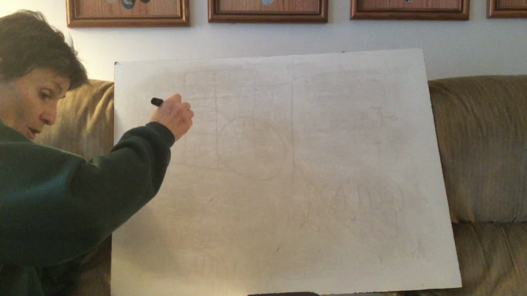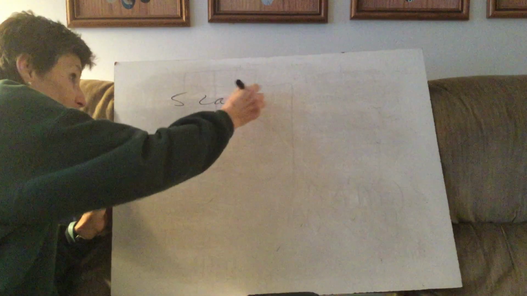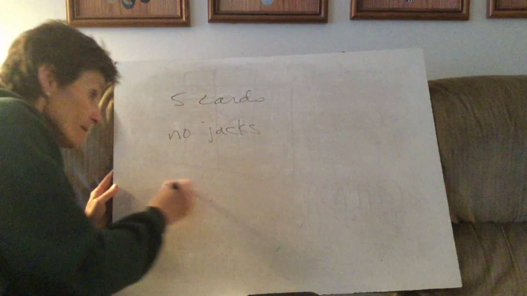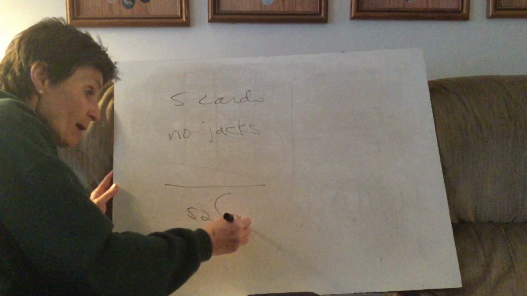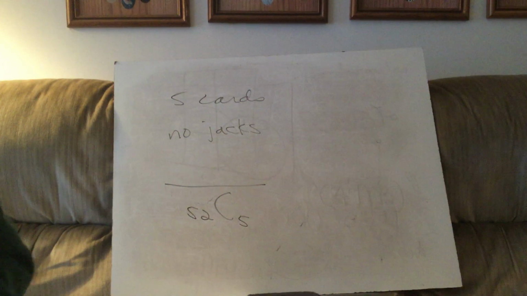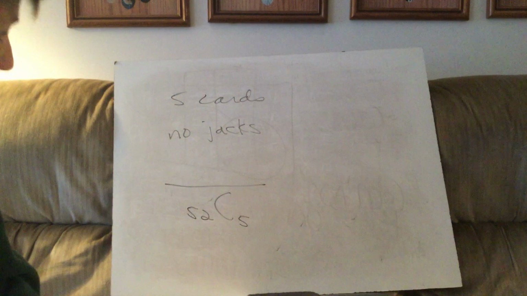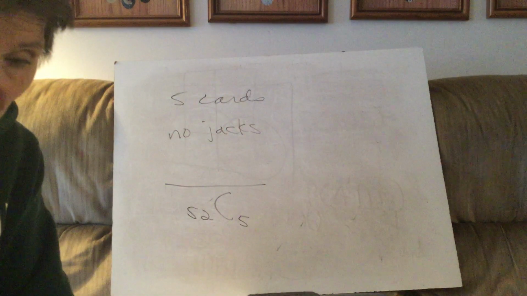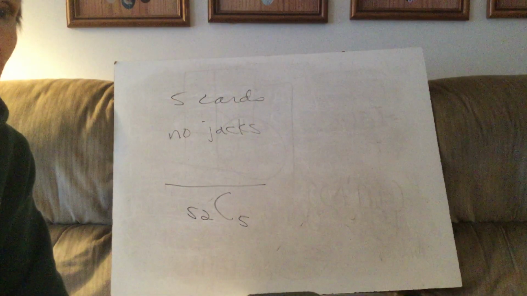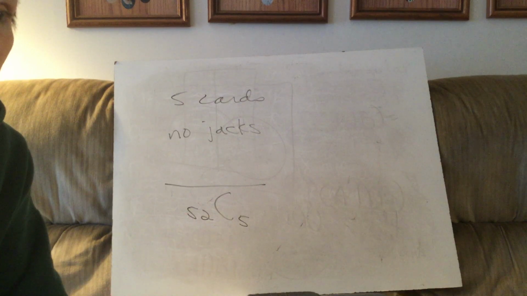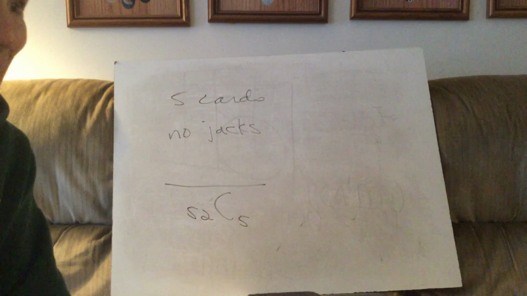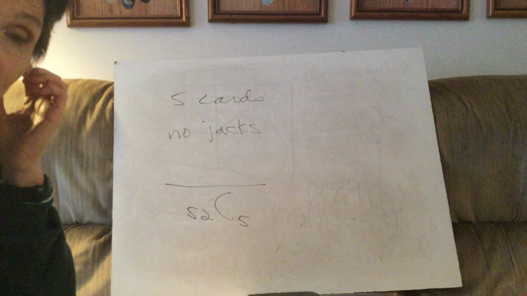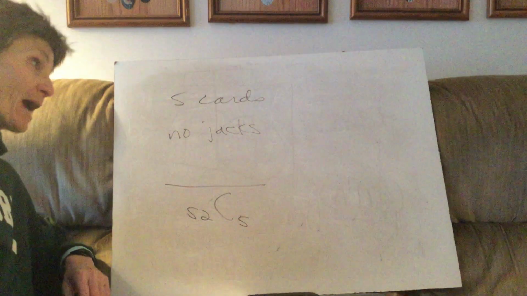Now we're going to pick 5 cards from a standard deck. And we want no jacks. Okay, now 5 cards from a standard deck means your denominator is going to be 52C5 because there's 52 cards and you are picking 5 of them. Now, how many jacks are in the deck? 4. So how many non-jacks are in the deck? 48. There's 52 cards altogether. 4 of them are jacks.